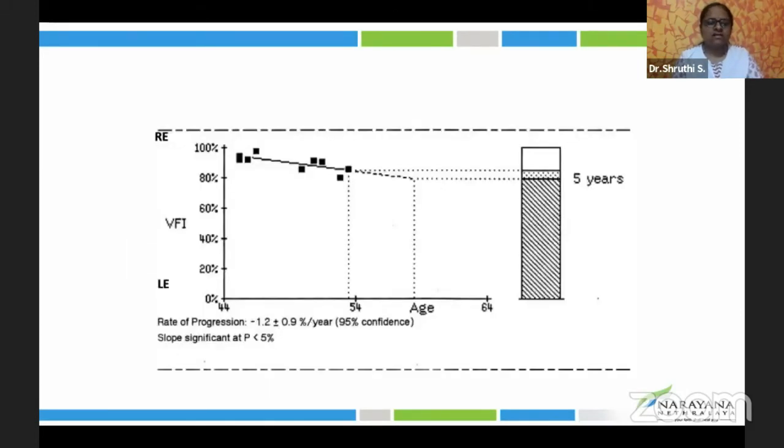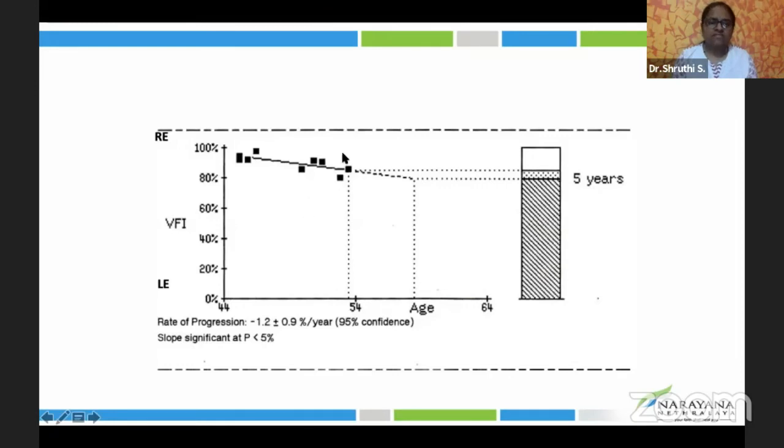So this is a VFI plot showing the definite progression, but because of the presenting age, which is 44, a basically young patient with a longer life expectancy, we need to give aggressive treatment, change the treatment, so that arresting the progression plays an important role here to save the quality of life.